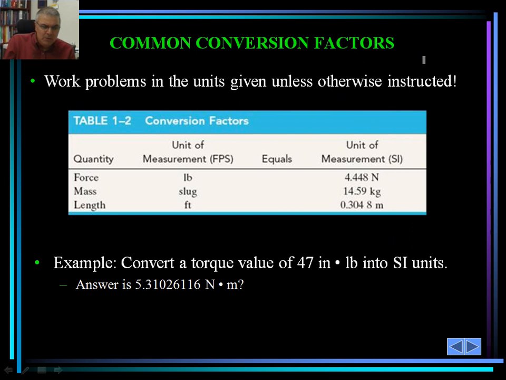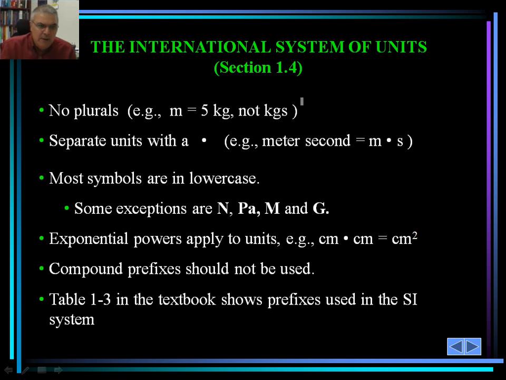So again, we are going to solve problems, and we take a look at these units. Units that are given in the problem should be used throughout the problem. You need to be consistent with the units. Unless otherwise indicated, you should just stay with the system of units that's given in the problem. For example, if it asks you to convert a torque value of 47 inch-pounds into SI units, then the answer would be 5.3102 Newton-meters.